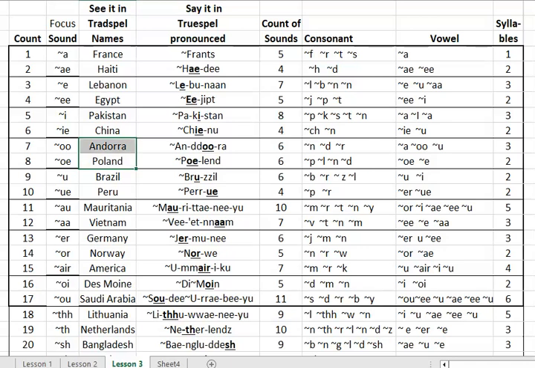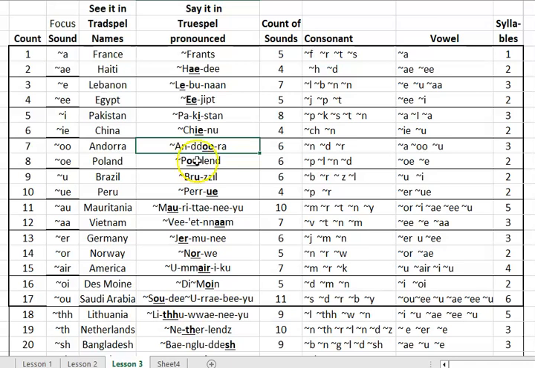Andorra, Poland. A couple of interesting features here. In Andorra, the sound is what I call the short O sound. It's spelled with a double O, and is the sound as in good, book, put, would. That's what I call the short O sound. Other people like to have that as another sound. And the double D indicates that the second syllable is stressed, not the first syllable, which is usual in American English.